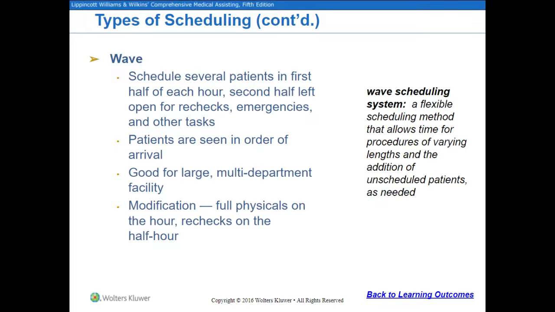Okay. And in the example that is given, full physicals on the hour, this is an example. They may schedule the patient for a full physical, which is a 30-minute appointment, or maybe even 45 minutes, depending on the office. So the one person for the physical may be scheduled at 9 because they need 30 minutes. And then rechecks, like a blood pressure recheck or a finger stick recheck, can be scheduled at 9:30. So the long appointment is scheduled at 9, and then the shorter appointments are scheduled at 9:30. Okay. So that's wave and modified wave.